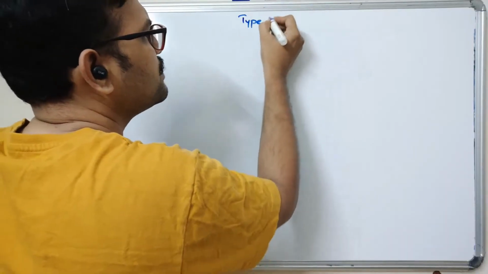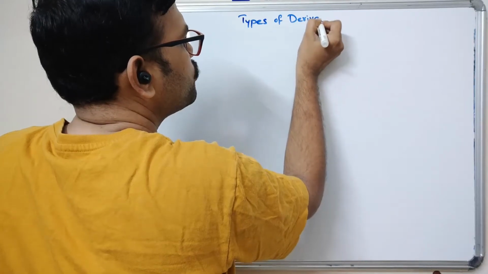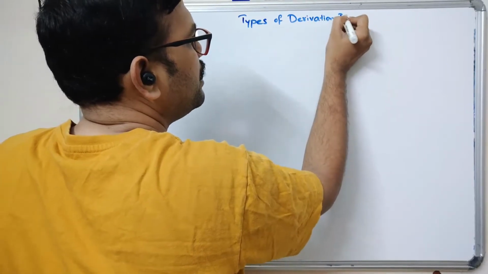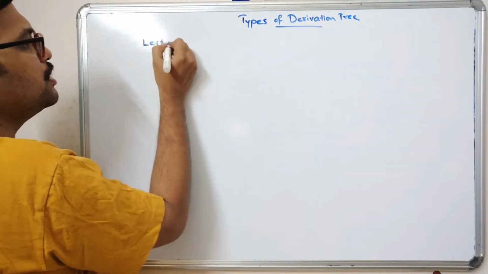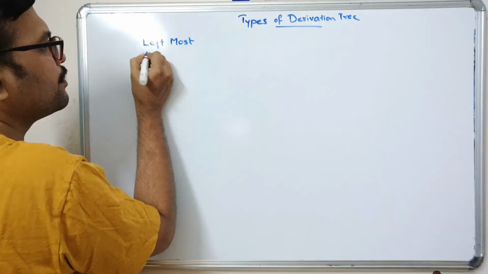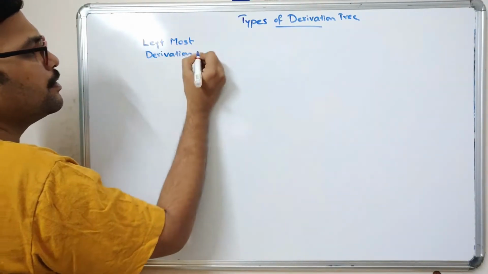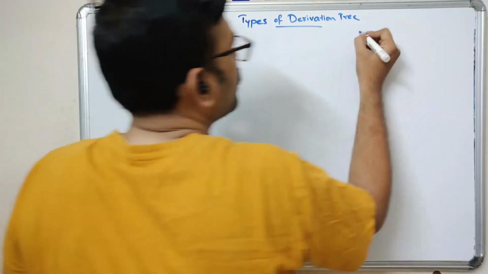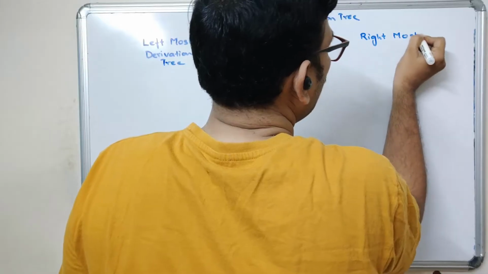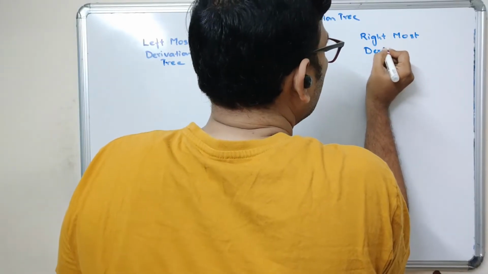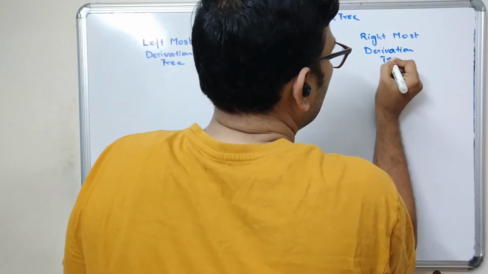So simply I will write it as types of derivation tree: leftmost derivation tree and rightmost derivation tree. Two types of derivations. So what is the difference between rightmost and leftmost?